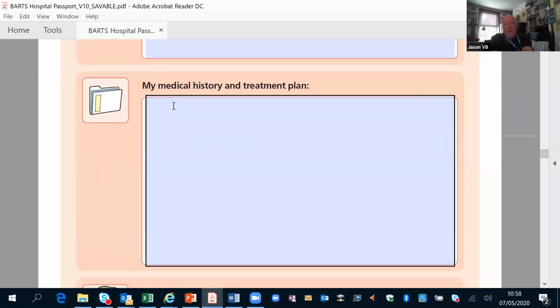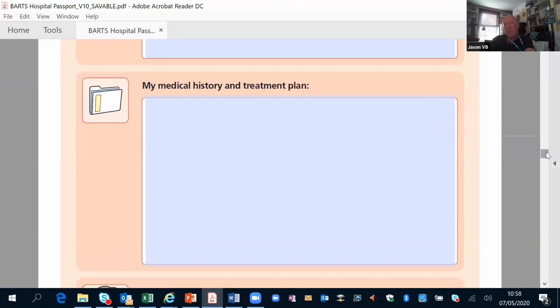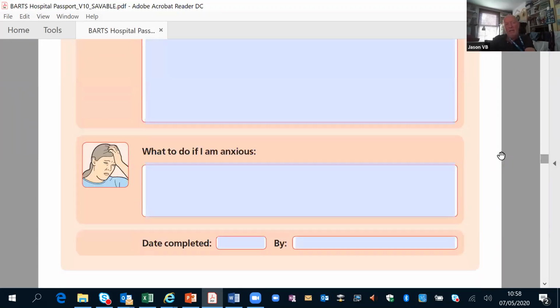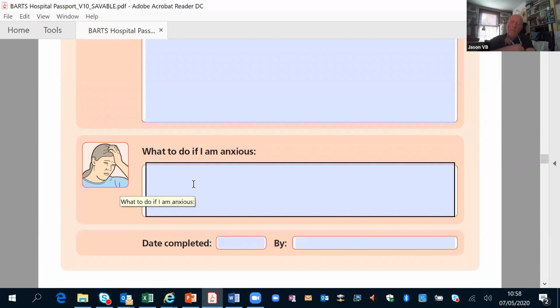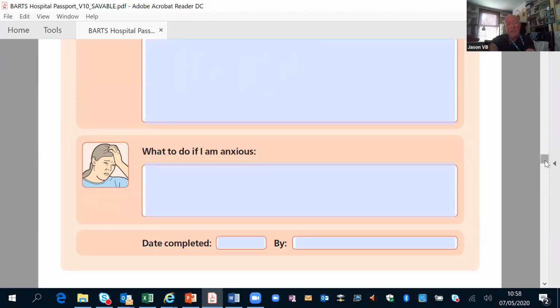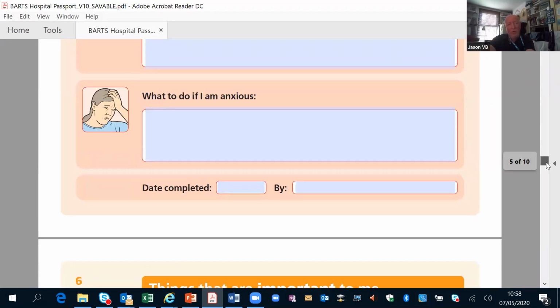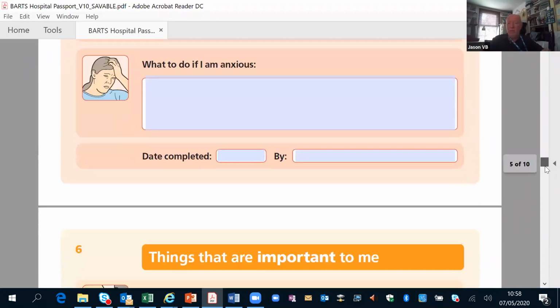Here you can put in any particular relevant medical history. Again, this is all in the red zone. And again, critically important for a lot of our guys, particularly people who have behavior that challenges. What does anxious look like? Some of the positive behavior support stuff might be useful to put in there about what are the signs of me being anxious, and, more importantly, what to do to stop me from being anxious and to reassure me. So you can put all sorts of different things in there that might be helpful.